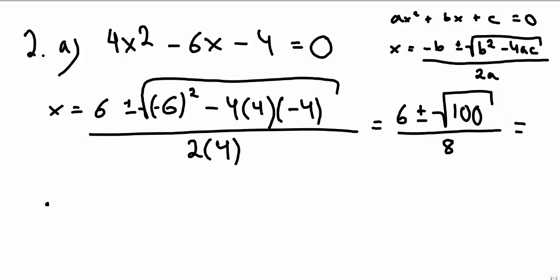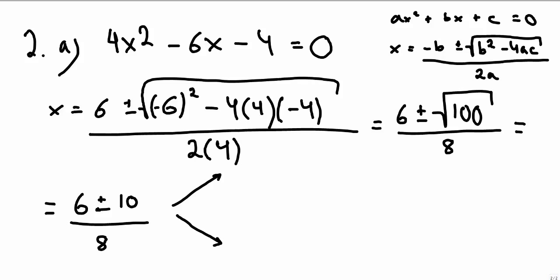Now next line, square root of 100 is of course 10, so 6 plus minus 10, and everything divided by 8. Now I'm going to do this, an arrow and an arrow. Basically first I'm going to use the plus sign here and then the minus sign. Remember, this is going to be 2 different solutions. So I'm going to write 6 plus 10 divided by 8 is equal to 16 divided by 8 is equal to 2. So that's 1 root.